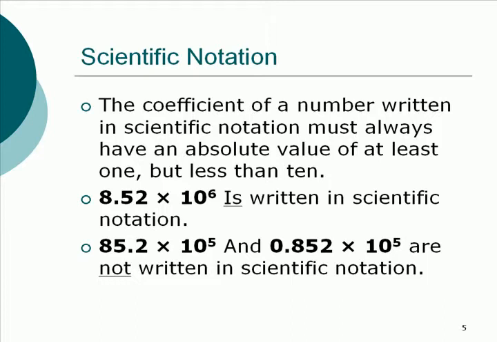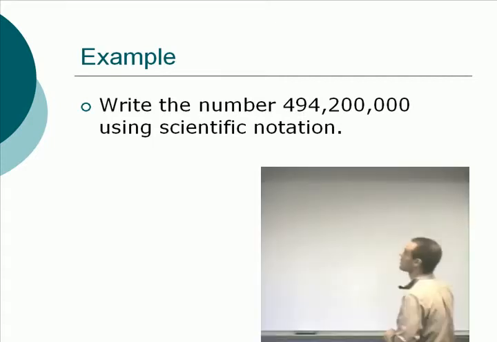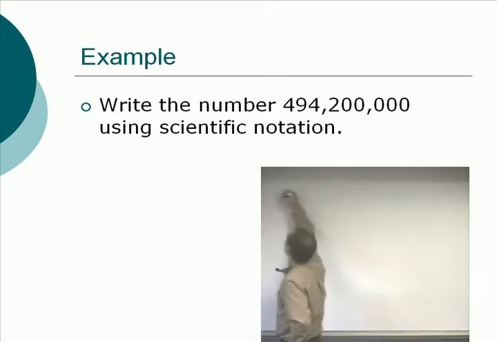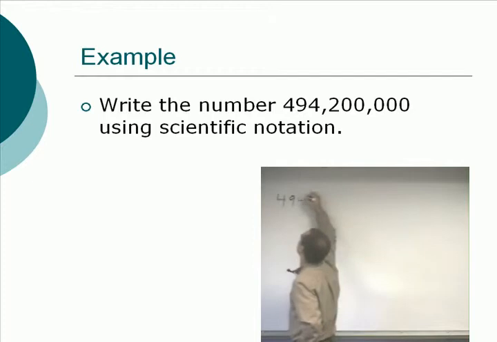So that settles that. What we're going to do now is we're going to take some values, both large and small, and we're going to put them into scientific notation, and then we'll take some scientific notation values and write them in floating point or decimal form. Here's the first example. We want to write the number 494,200,000 using scientific notation. Now, we won't go through this long explanation every time.